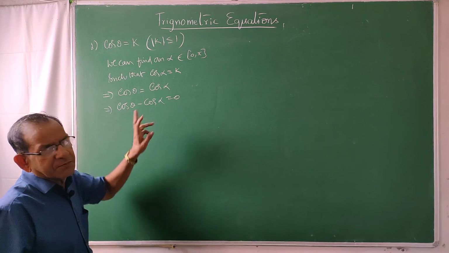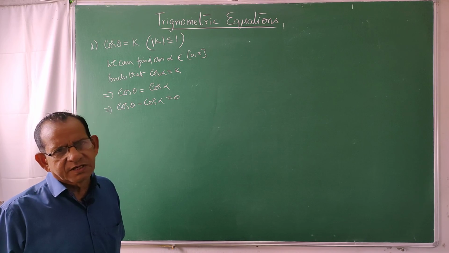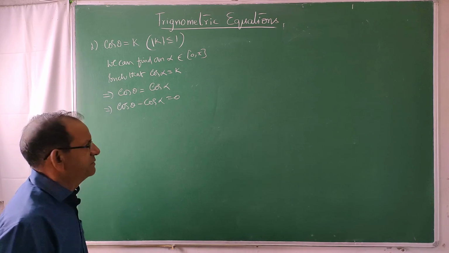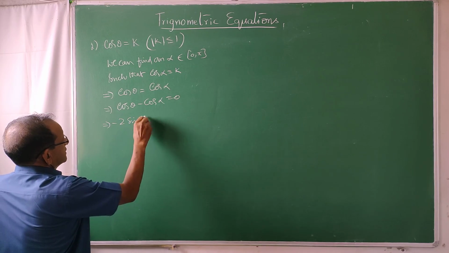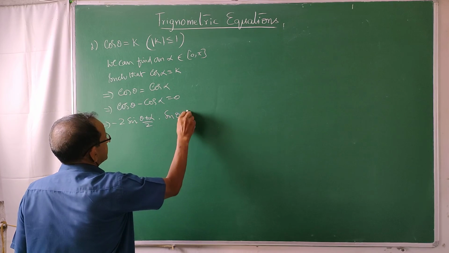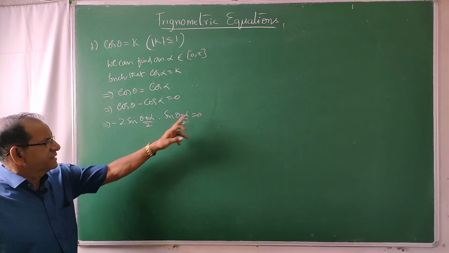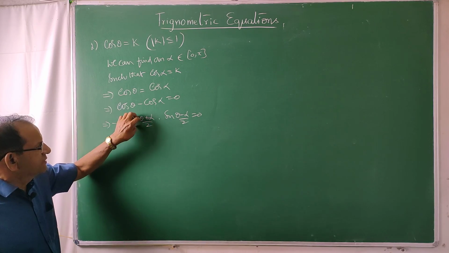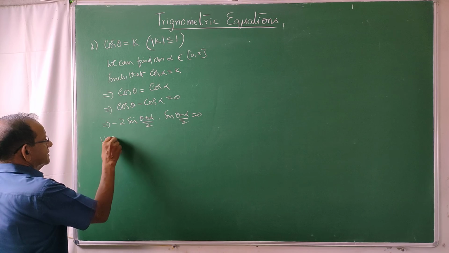Now for this we shall apply the cos C minus cos D formula, minus 2 sin (C plus D)/2 sin (C minus D)/2. That implies minus 2 sin (theta plus alpha)/2 into sin (theta minus alpha)/2. Now this product is 0. That means either this may be 0 or this may be 0. So let us take the first one.